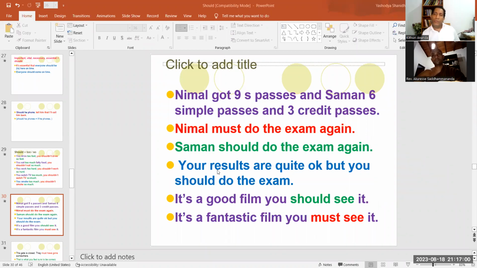Right now we are talking about these individuals. So we advise Nimal. Nimal must do the exam again. If Nimal is really interested in doing the A-level, Nimal must do the exam again.